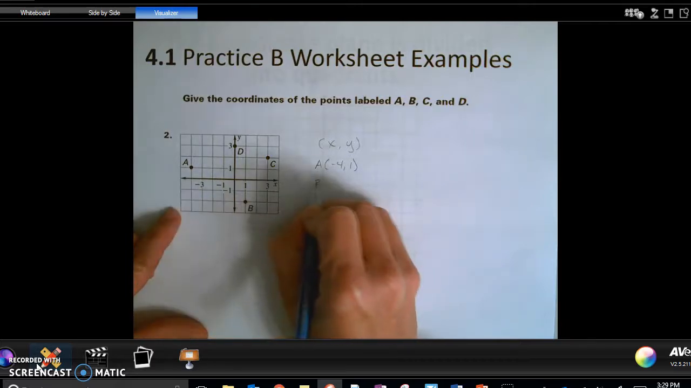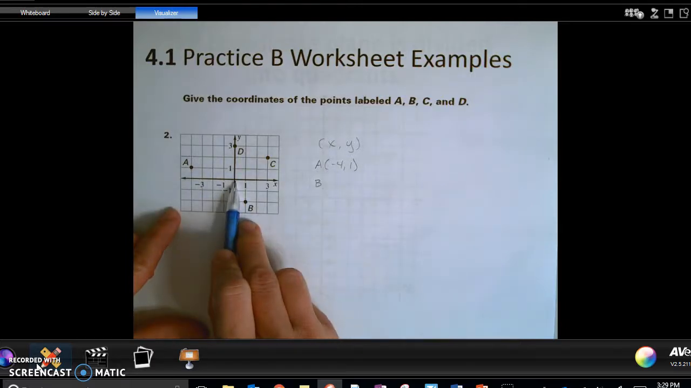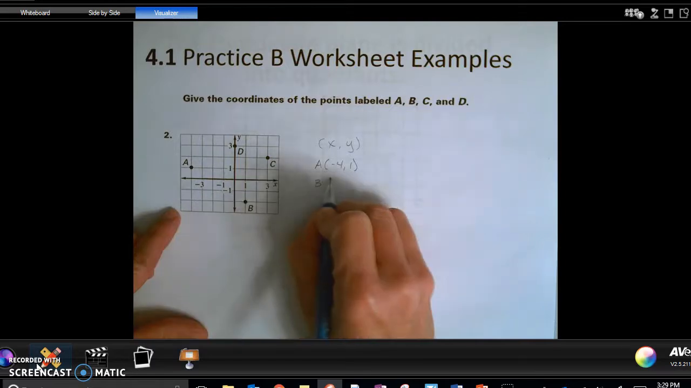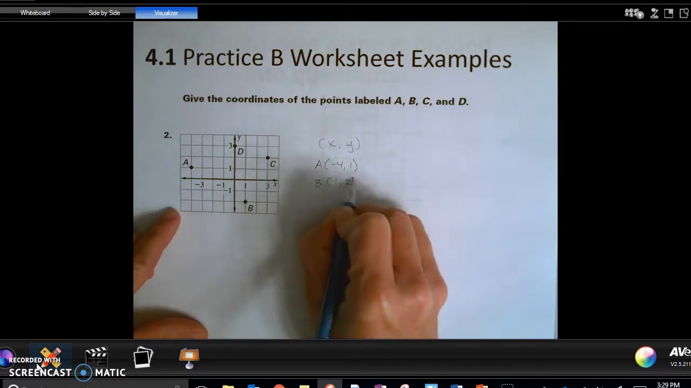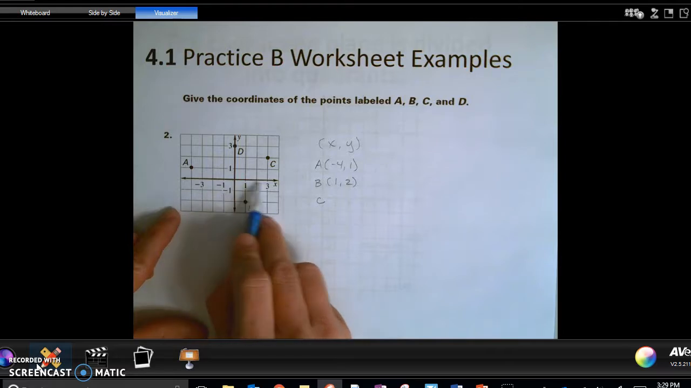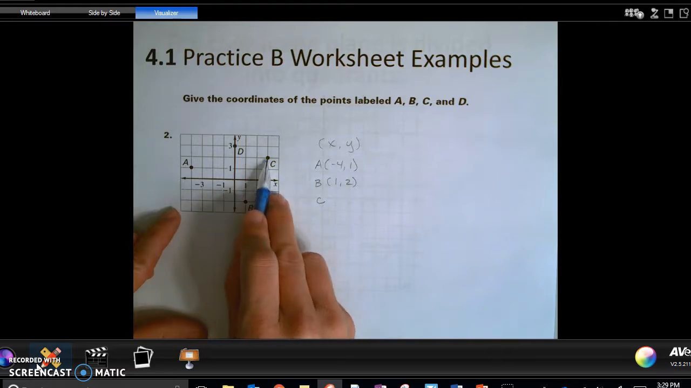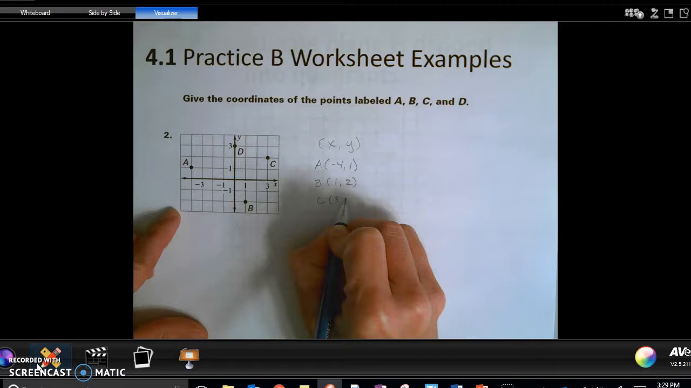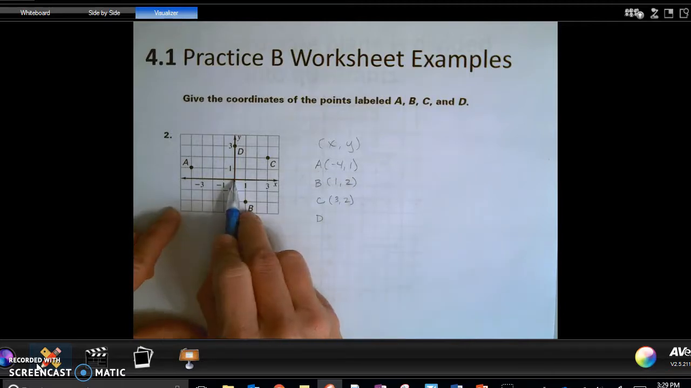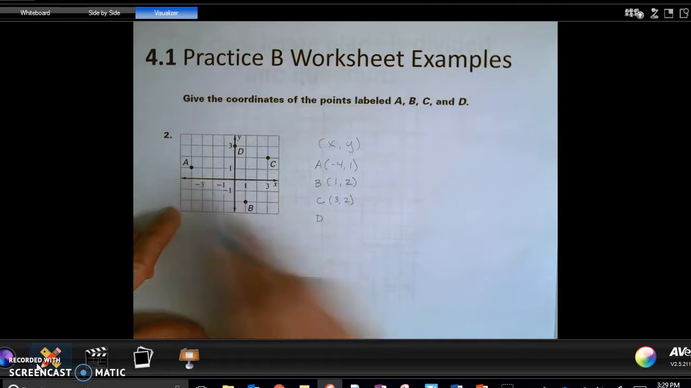For point B, from the origin, we're going to move right 1 and down 2. So the coordinates of this point would be 1, -2. Point C, from the origin, I'm going to move 3 to the right and up 2. So the coordinates are +3, +2. And point D is on the y-axis, so I'm going to go over 0, but up 3.